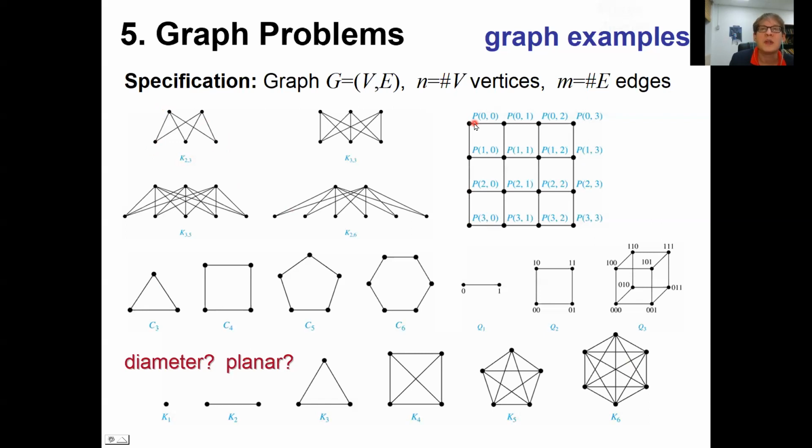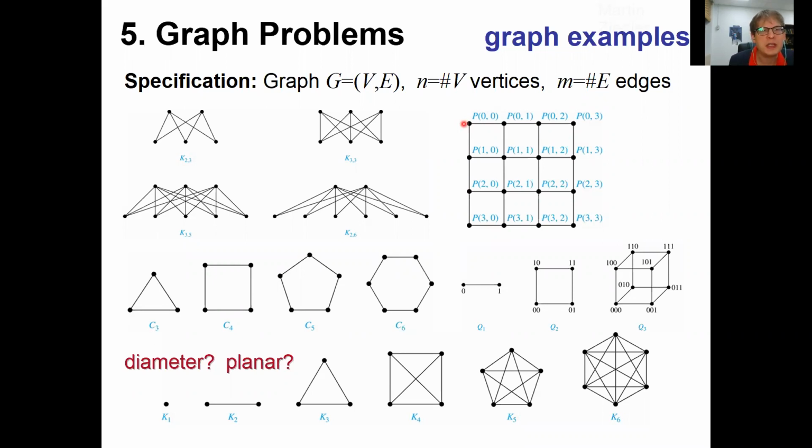Well, not the same for the grid graph, because there are internal vertices, boundary vertices, and corner vertices. They have different numbers of edges, and therefore this is not a regular graph.